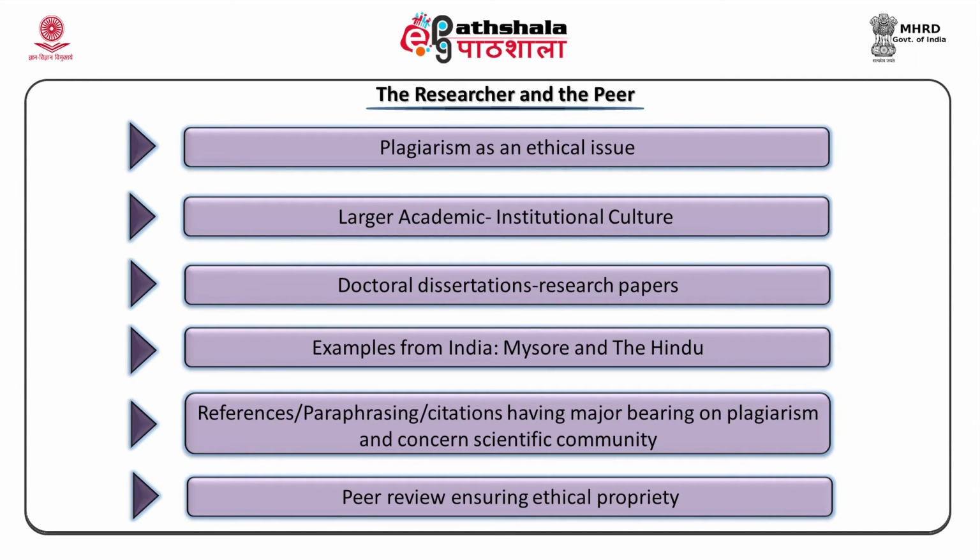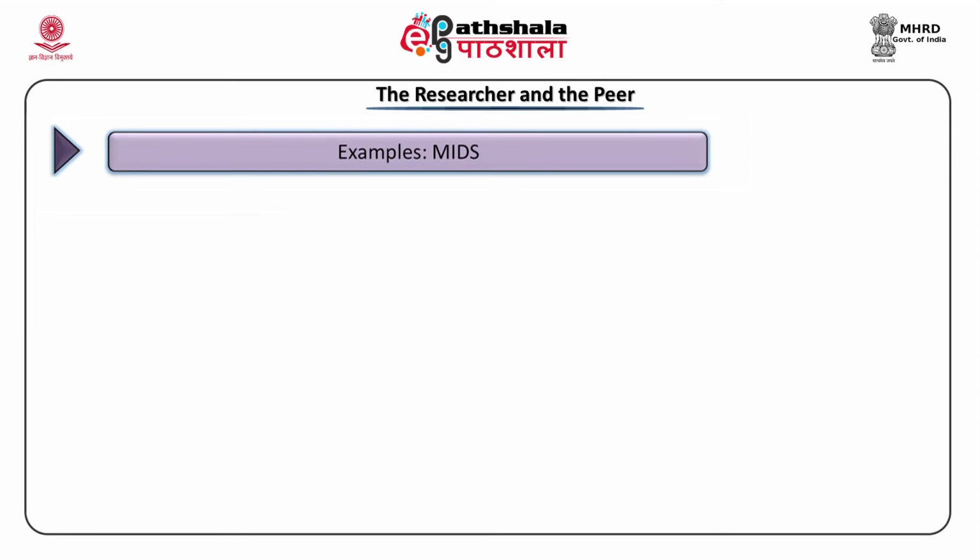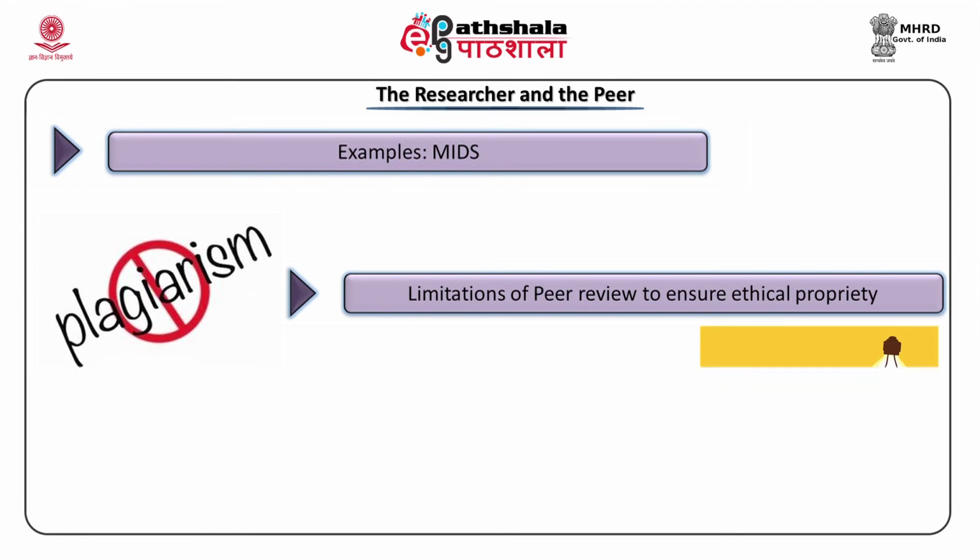However, peer review as an instrument of ensuring ethical propriety or ethical integrity of the researcher has certain limitations. The major limitation is that peers can look at the ethical conduct only from the perspective of the scientific community. They have no way of ensuring ethical conduct from the perspective of the public or the other stakeholders.